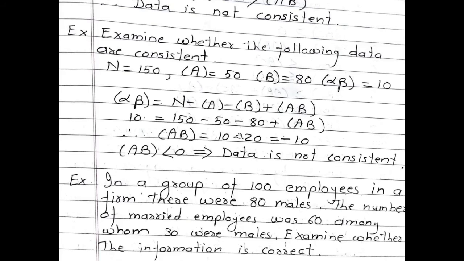So AB is equal to 10 minus 20. So the value of AB is coming as minus 10. So AB is less than 0. So we can say that the data is not consistent.